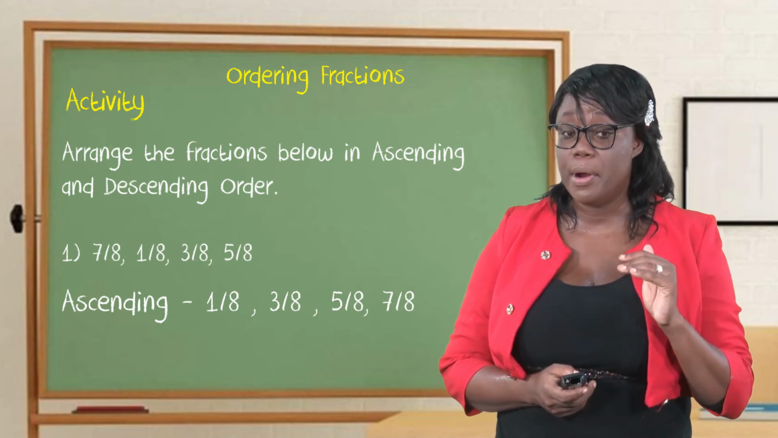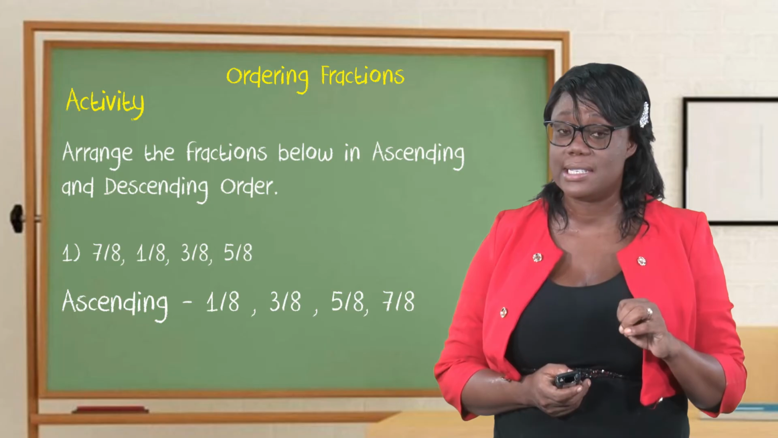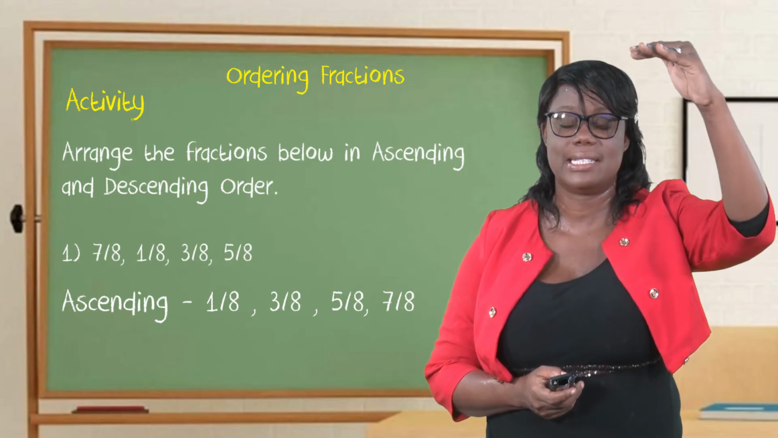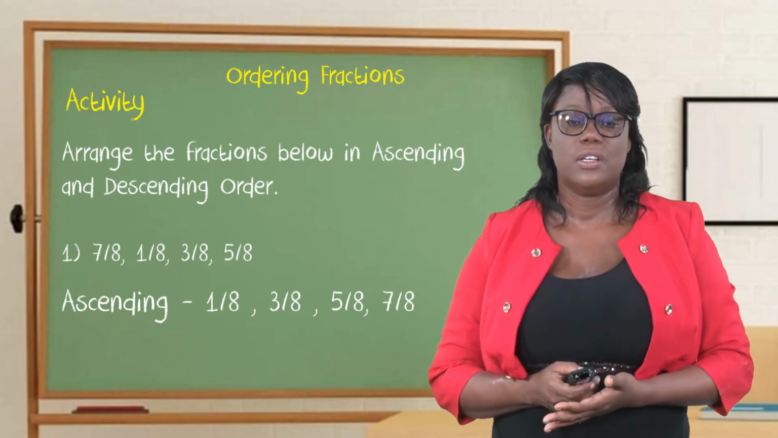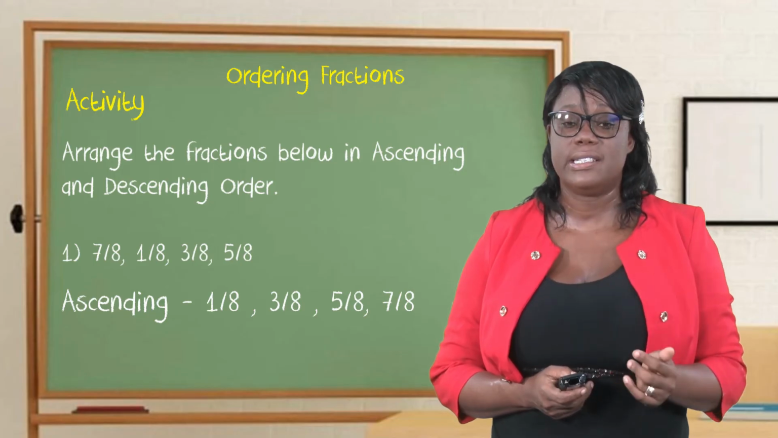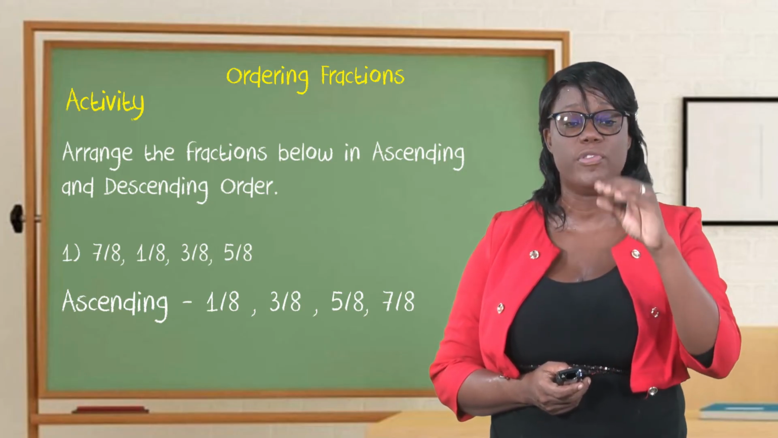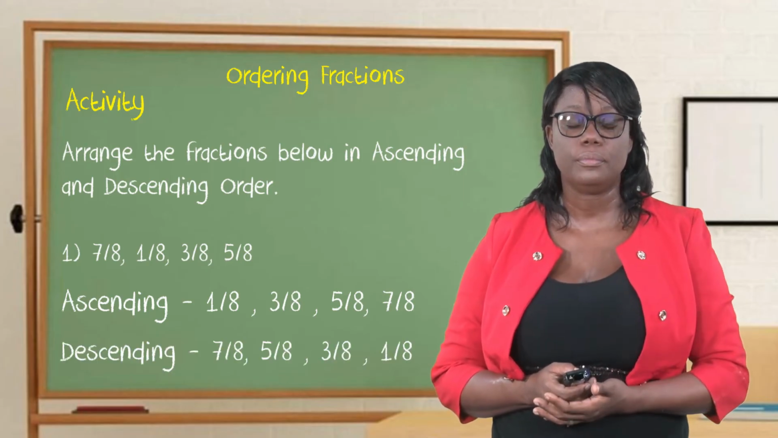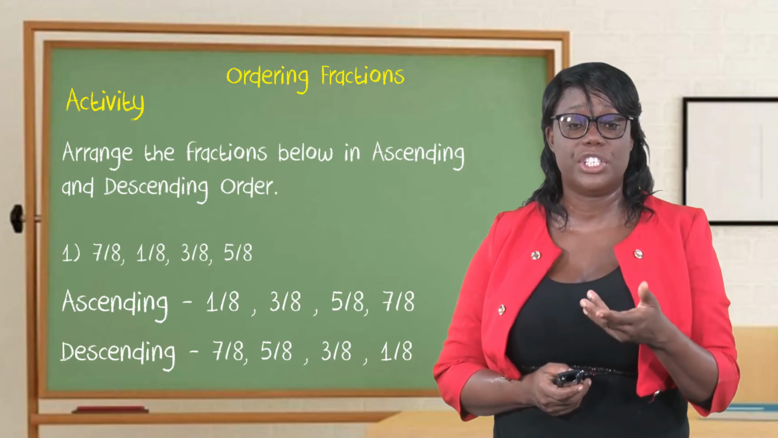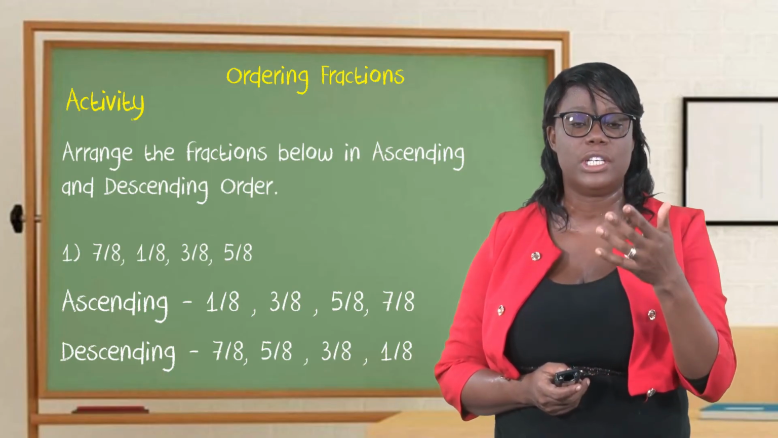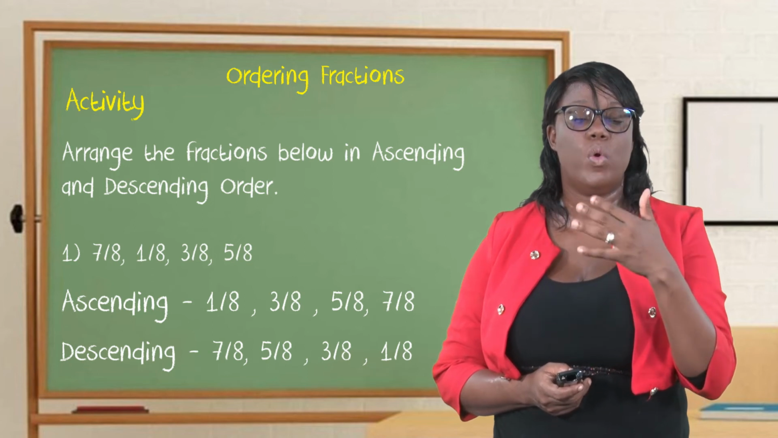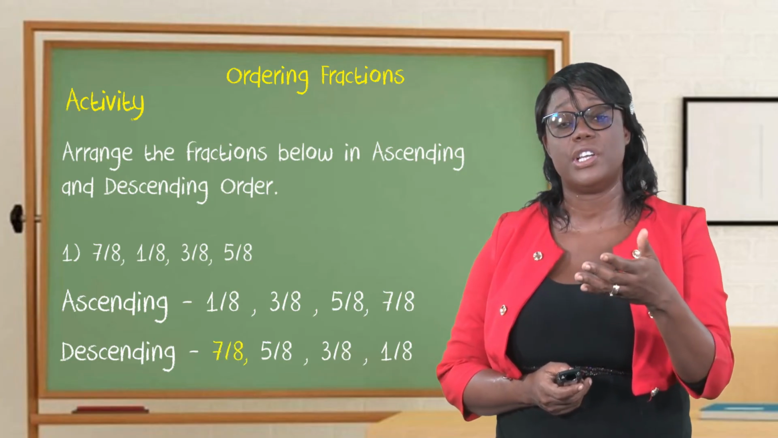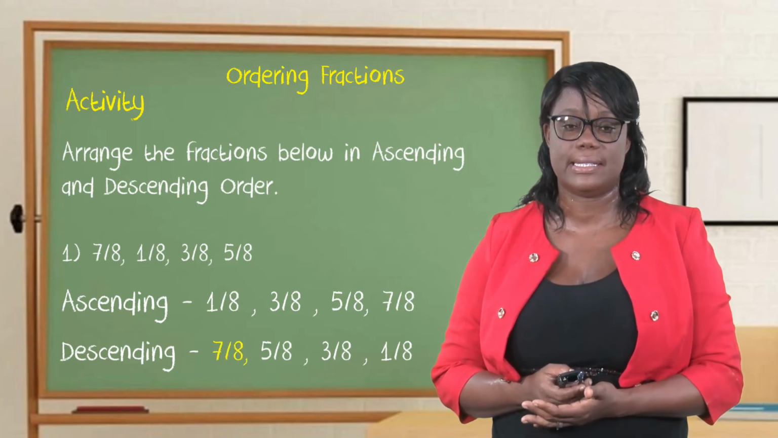And do you remember what descending order is? Yes, boys and girls, moving from the greatest to the smallest. Now, all the denominators are the same, so we will look at the numerators to arrange these fractions in descending order. So, the fraction with the largest numerator would be the largest fraction. And in this case, the largest fraction there is 7/8.